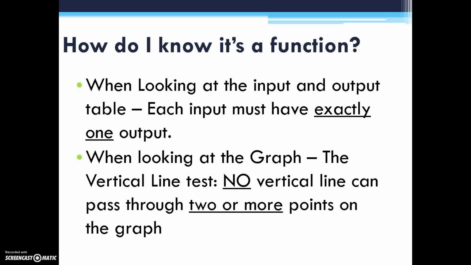Then when you're looking at the graph, some of you may remember doing the vertical line test. No vertical line can pass through two or more points on the graph. Now remember, a vertical line is the one that goes straight up and down. So we're going to see an example of that on this PowerPoint as well.